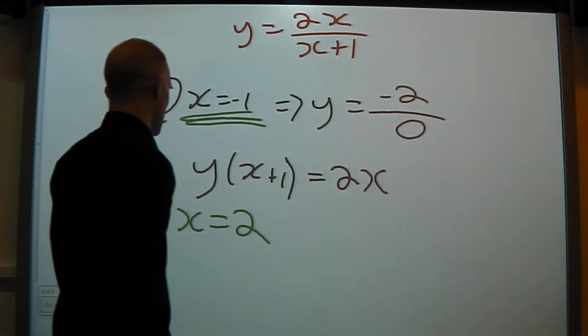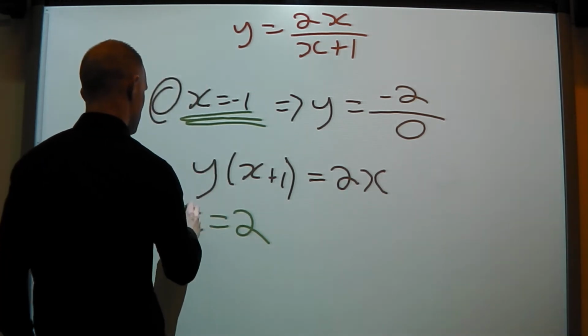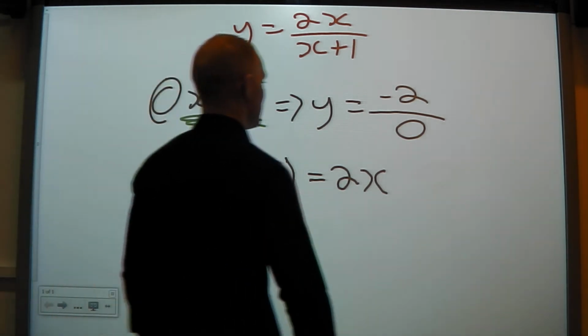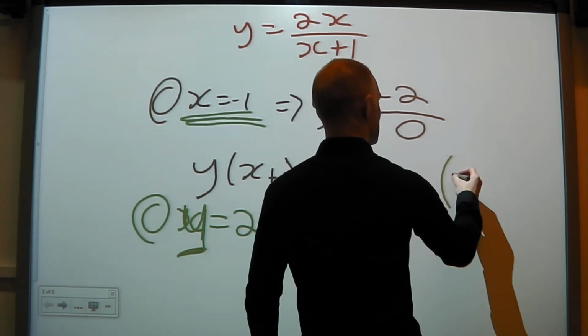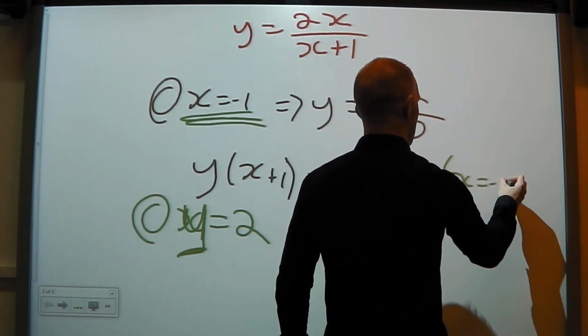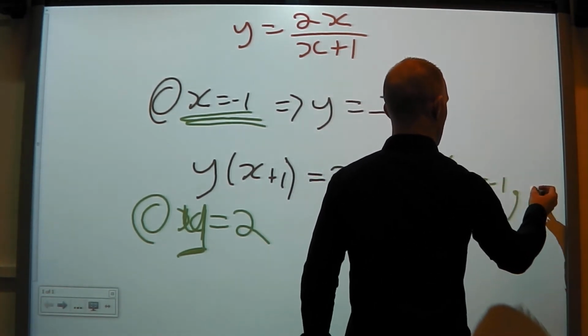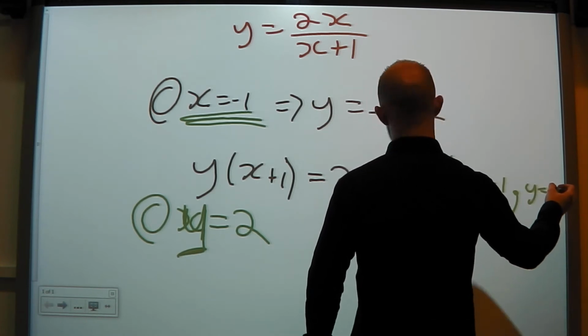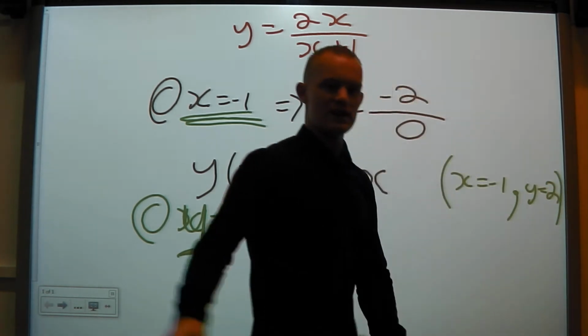So the equation of our asymptotes here is x equal to negative 1 and y is equal to 2. They're the equations of our asymptotes.